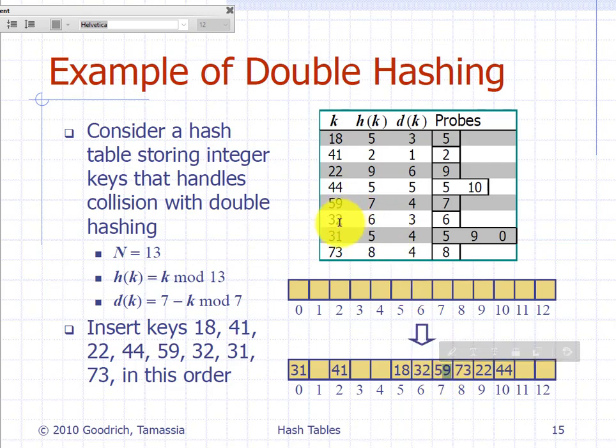Then we go to 32. Well, 32, the first hash function probes to 6. So we go look in 6, and we see it's empty. So we put 32 in 6.